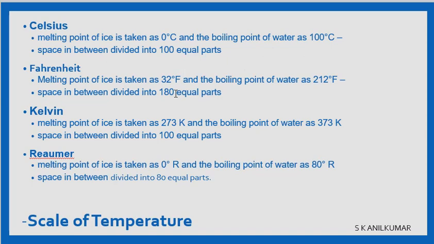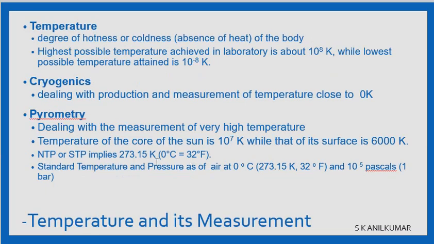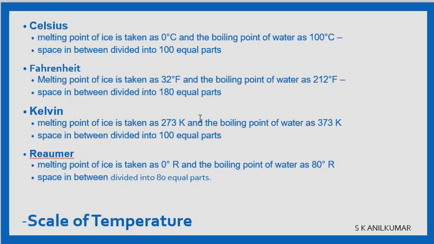degree Fahrenheit. What is Kelvin? In Kelvin, the melting point of ice is 273 K. That is why we said 273 K is 0 degree centigrade is 32 degree Fahrenheit at STP. 273 K Kelvin, and the boiling point is 373 K. 273 to 373. This space is divided into 100 equal parts. That is Kelvin. What is Reaumur?